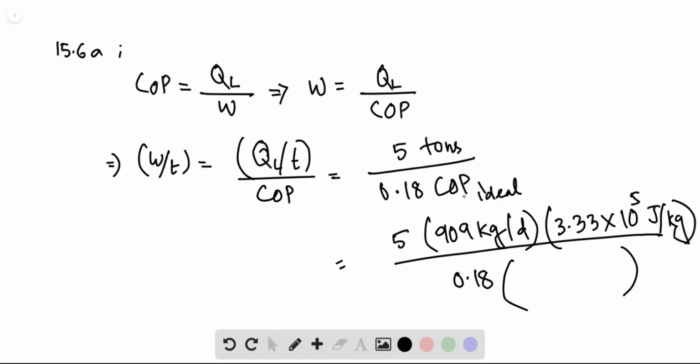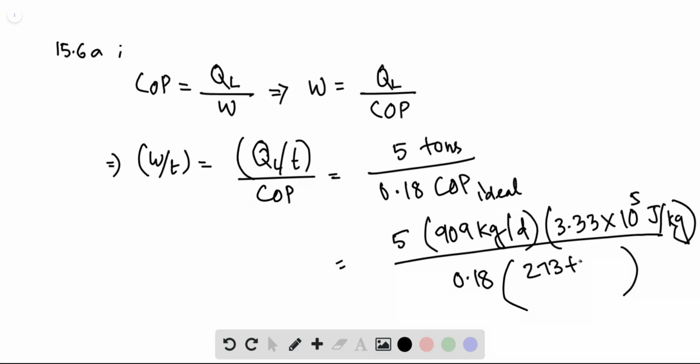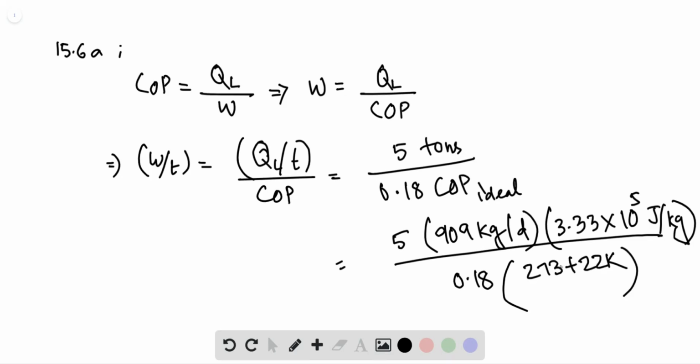that is equal to 273 plus 22 K over 13 K. So 22 is the lowest range of temperature, and 13 is the difference between the highest and lowest range of temperature.